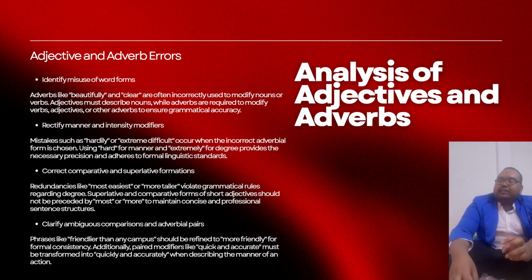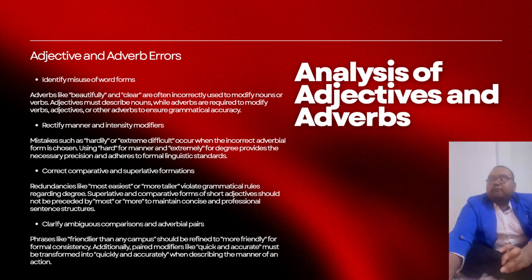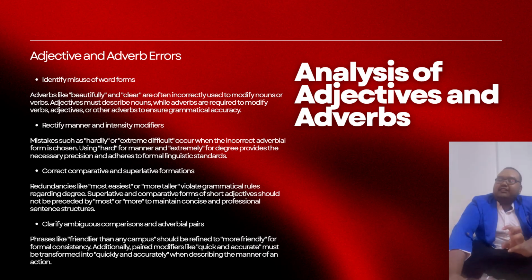Now, clarify ambiguous comparisons and adverbial pairs like friendlier than any campus. And any campus should be refined to more friendly for formal consistency. Additionally, pairs modified like quick and accurate must be transformed into quickly and accurately when describing manners of an action.